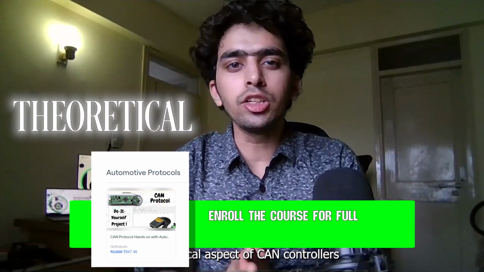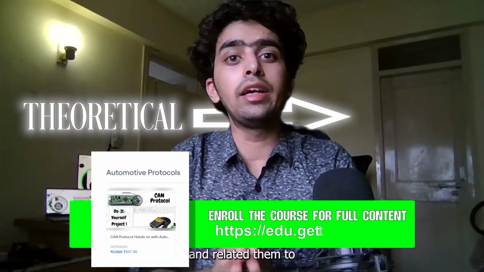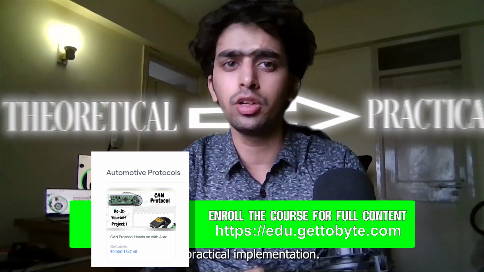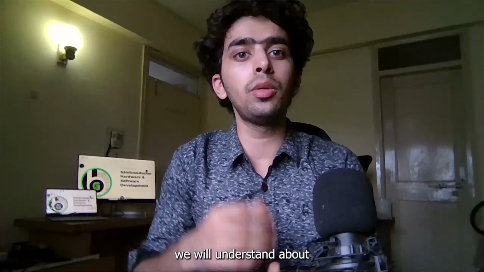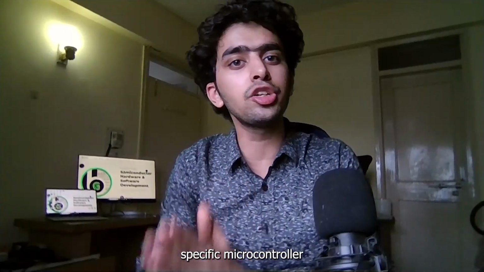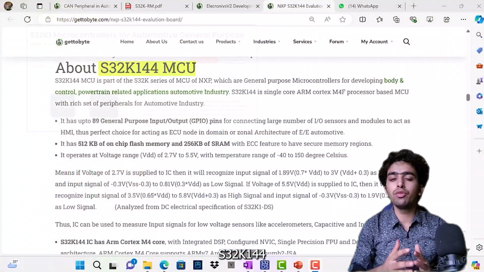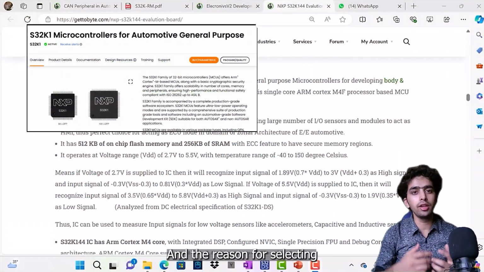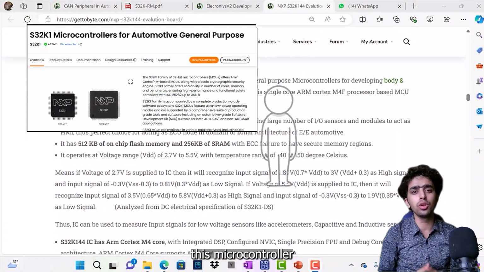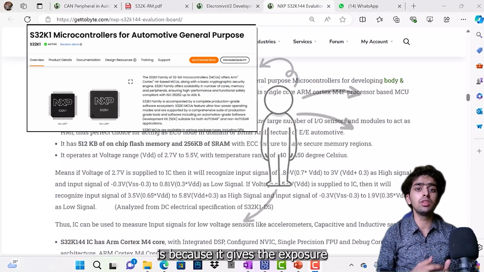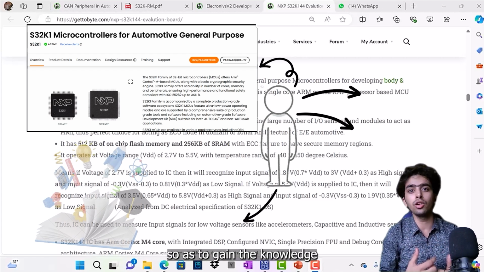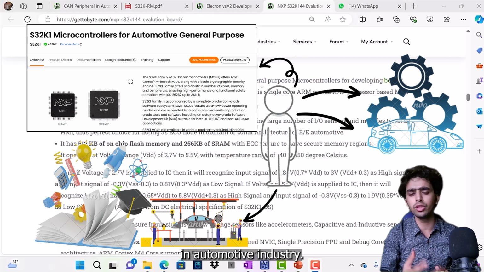Well, so as of now, guys, we have covered the theoretical aspect of CAN controllers and related them to the practical implementation. Now, from here we will understand the CAN controllers of a specific microcontroller. We are going to use the S32K144 automotive microcontroller, and the reason for selecting this microcontroller is because it gives the exposure to gain the knowledge which is required in the automotive industry.